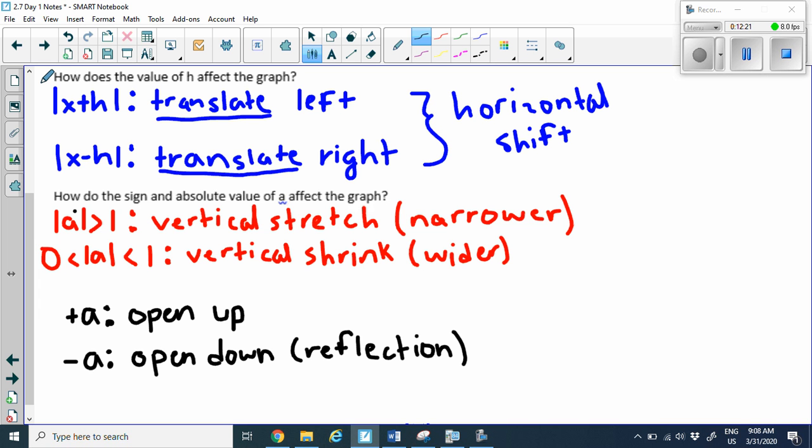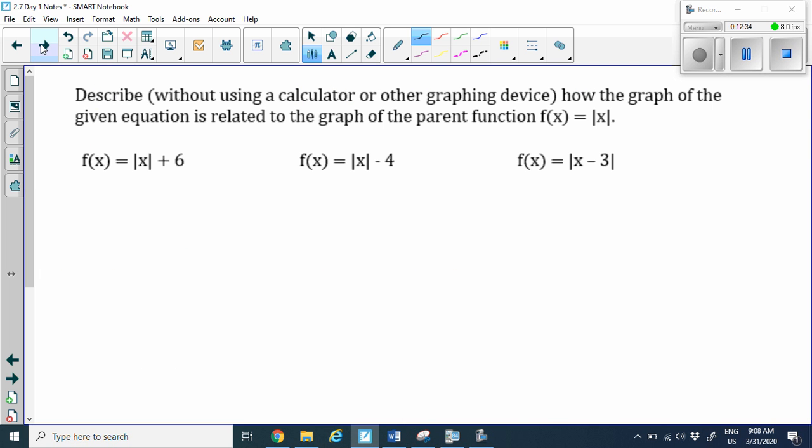Okay, so make sure you have this down because we are going to use this information to describe the transformations of certain absolute value functions without actually graphing them. Let's do these ones here. We're going to describe, without using a calculator or other graphing device, how the graph of the given equation is related to the graph of the parent function. What that means is we are going to describe the transformations. That is what it's really just talking about.